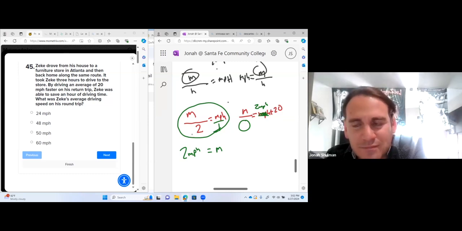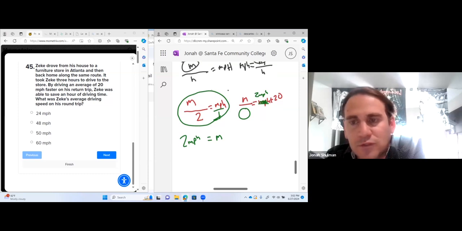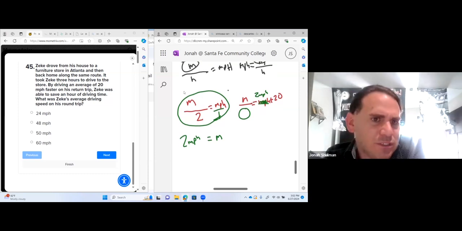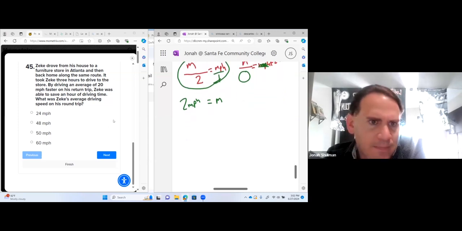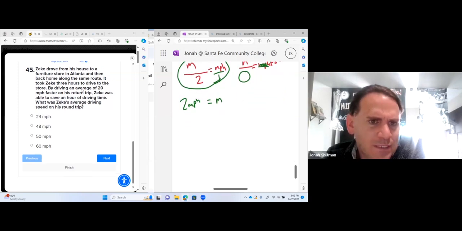There's another way to do it. However, I feel like the way I'm drawing it here might be confusing for you. So why don't we just use the choices? Won't that be nice? When we have our choices, we should be fine. All we know is that by driving an average of 20 miles per hour faster, we should be able to get these two values.